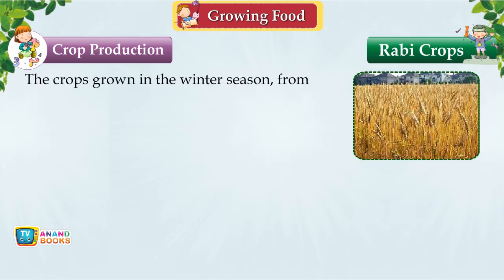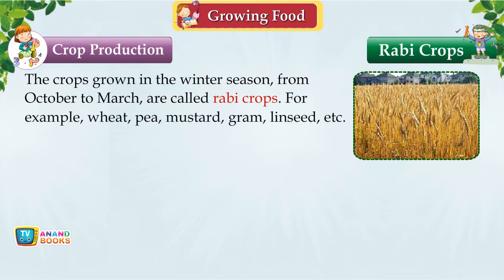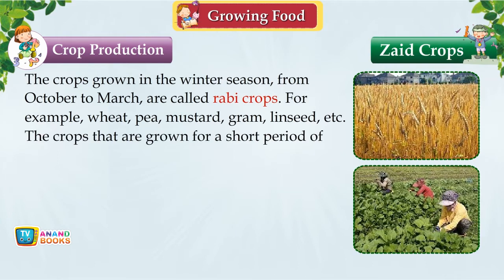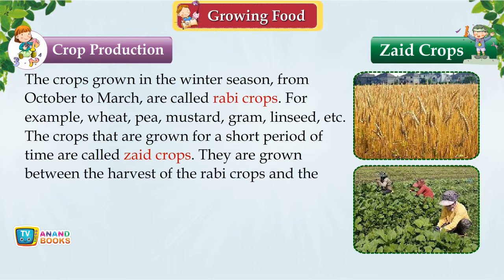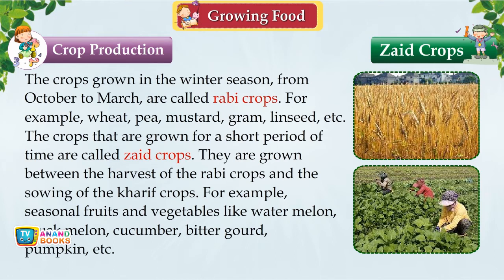Rabi crops. The crops grown in the winter season from October to March are called Rabi crops. For example, wheat, pea, mustard, gram, linseed, etc. Zaid crops. The crops that are grown for a short period of time are called Zaid crops. They are grown between the harvest of the Rabi crops and the sowing of the Kharif crops. For example, seasonal fruits and vegetables like watermelon, muskmelon, cucumber, bitter gourd, pumpkin, etc.